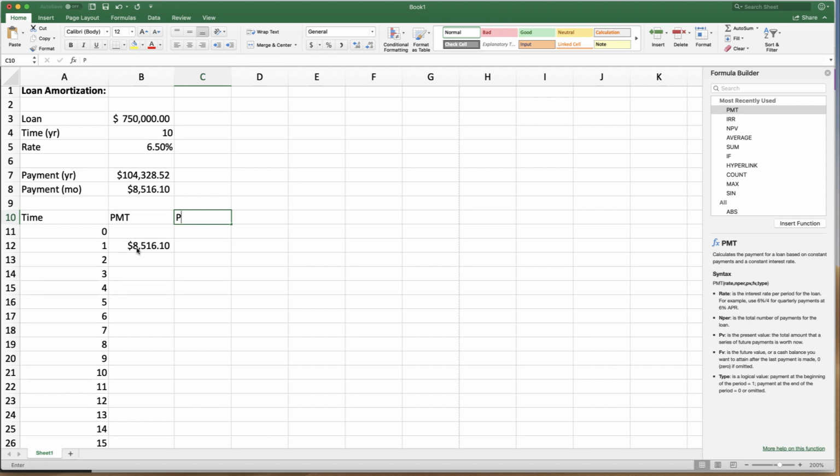All right, well, a loan payment always represents a couple of things. It represents principal, and then it represents interest. And that is really the value of a loan amortization table, to split these up so that we can see it.